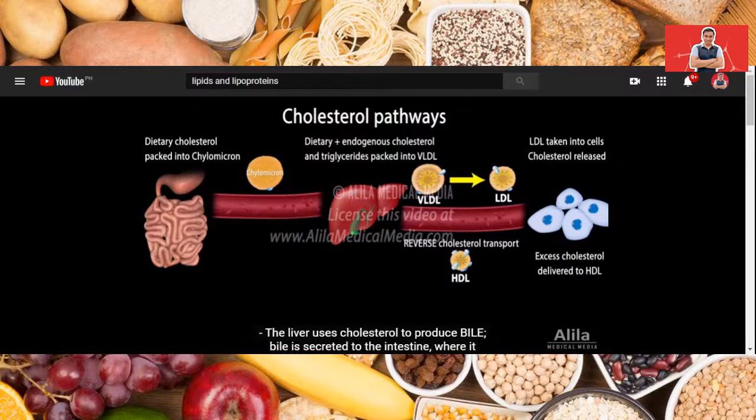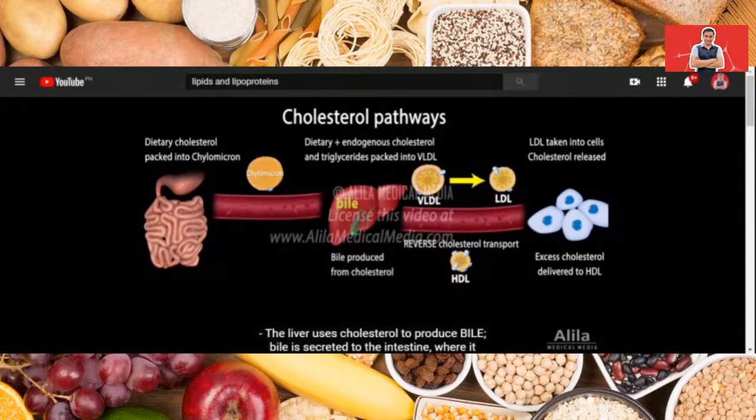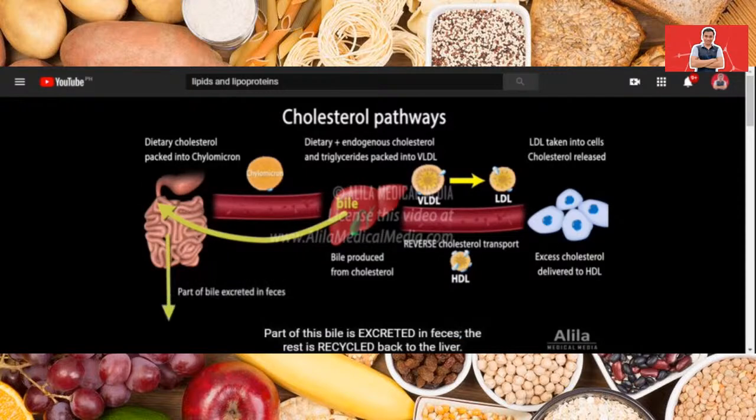The liver uses cholesterol to produce bile. Bile is secreted to the intestine, where it helps break down fats. Part of this bile is excreted in feces. The rest is recycled back to the liver.